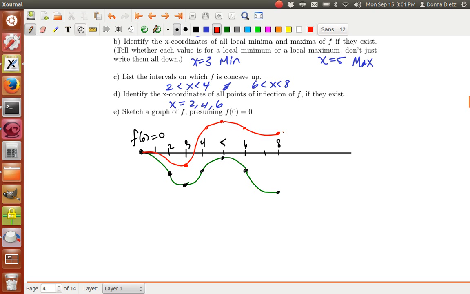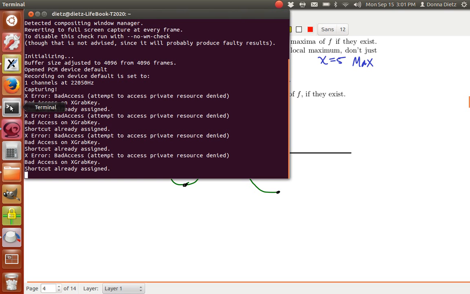As long as you make sure it's increasing where it's supposed to increase, decreasing where it's supposed to decrease, and concave up and down where it's supposed to be, then you have some flexibility with this. And so I hope you have a little bit of fun with that question. I probably won't use this question, but I could do something very similar. So, have fun.